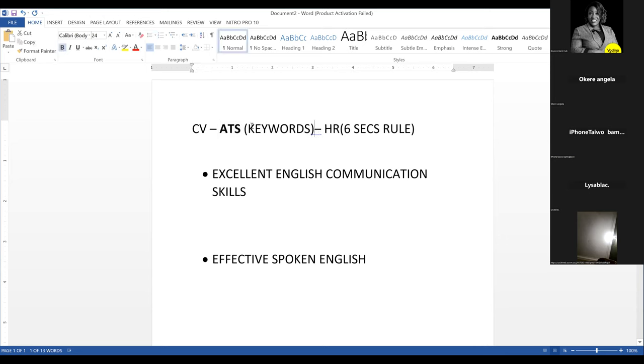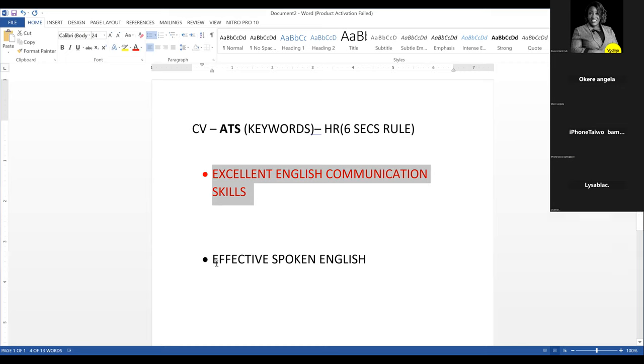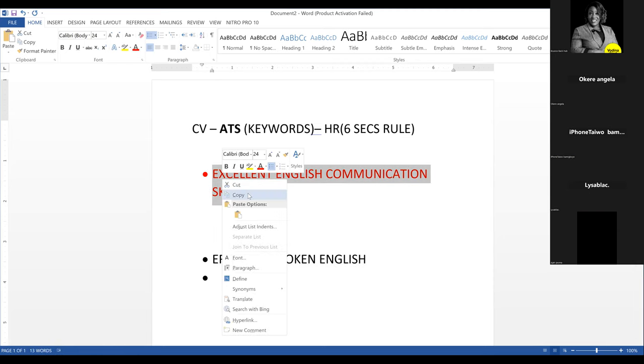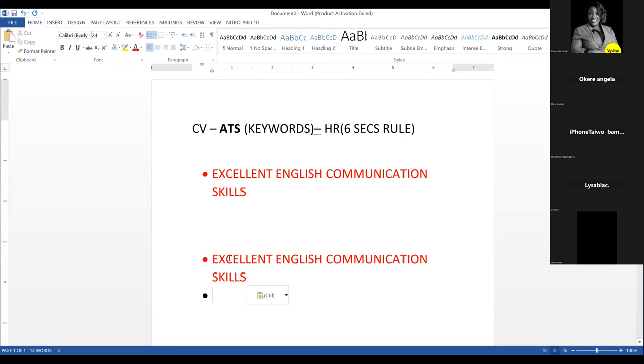The keywords that they have fed to this ATS is excellent English communication skills. So if you want to submit an application to this company that you saw excellent English communication skills in their job description, or the kind of things they are looking out for, you that have effective spoken English or fluent in English speaking and all that, you will come and change this effective to this excellent. You must use this same English. This is what you put on your CV.